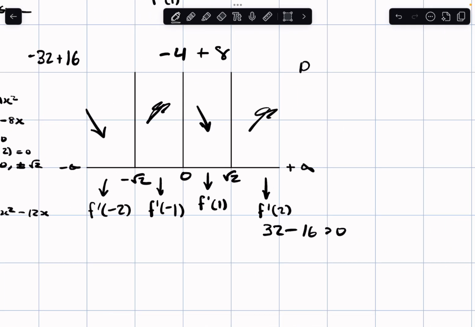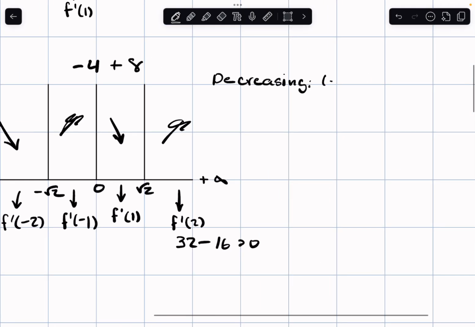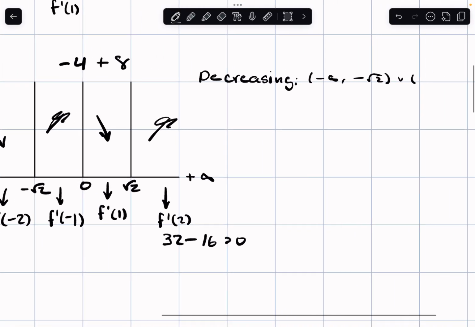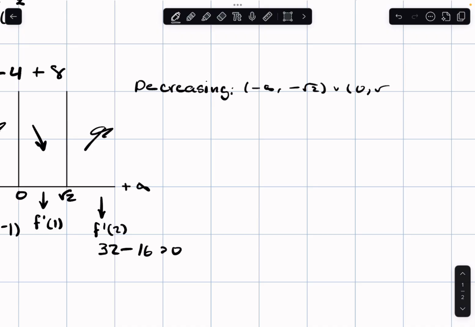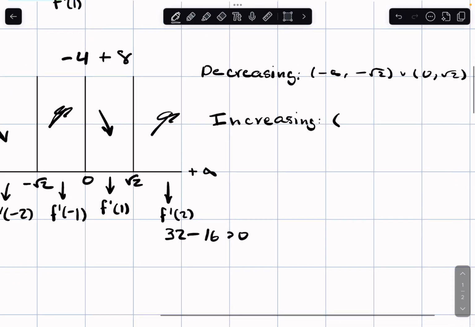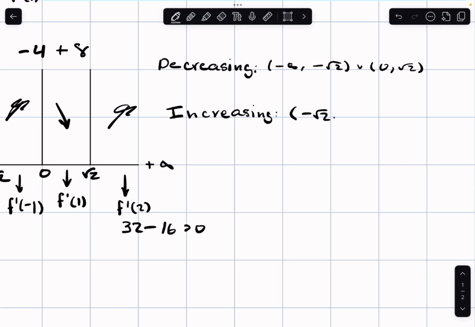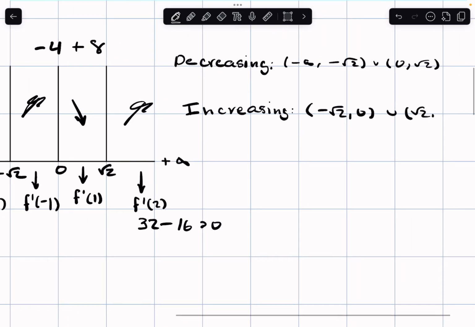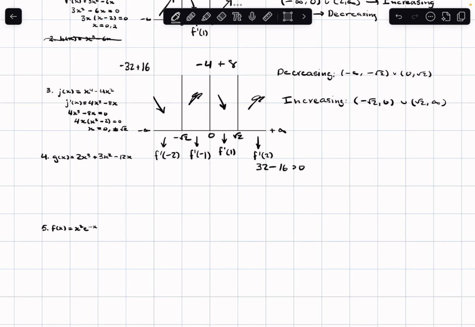So just to state our conclusions, we know it's going to be decreasing from negative infinity to negative root 2, and 0 to root 2. Then it's increasing from negative root 2 to 0, and then root 2 to infinity. All right.